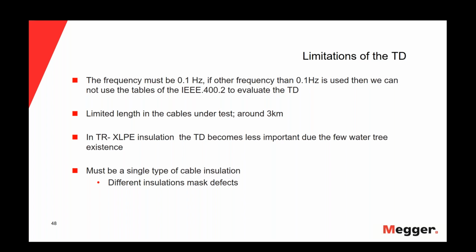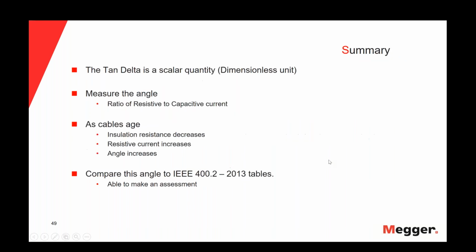And in tree retardant XLPE insulations, the tan delta becomes less important due to the few water trees existing in this kind of insulation. And of course, it must be a single type of cable insulation. If we have a mixed cable, for instance, a paper insulated cable mixed with an XLPE insulation, the different insulation will mask the defects that we can have. So those are some of the limitations of the tan delta.